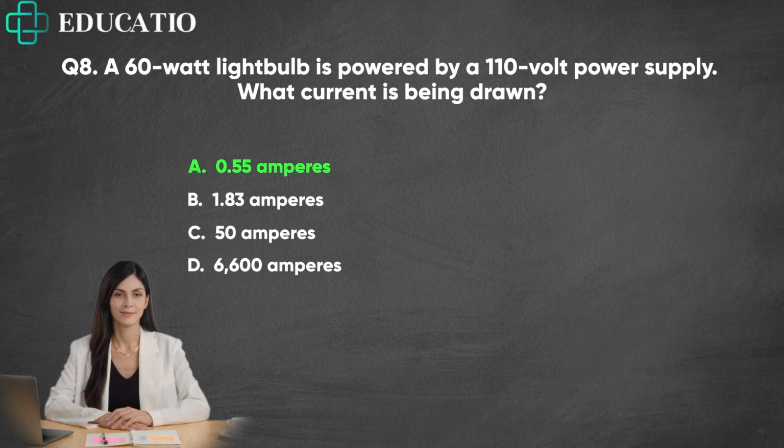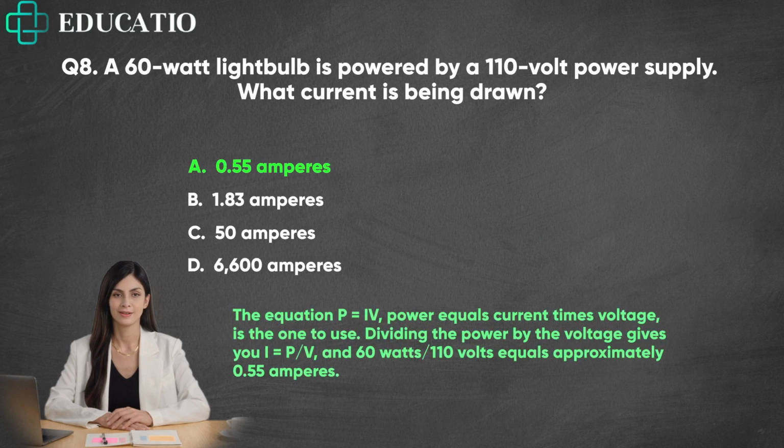Answer: A. Explanation: the equation P equals IV, power equals current times voltage, is the one to use. Dividing the power by the voltage gives you I equals P/V, and 60 watts/110 volts equals approximately 0.55 amperes.